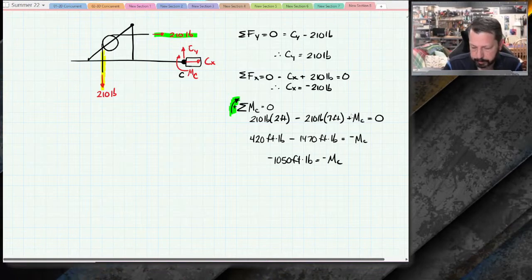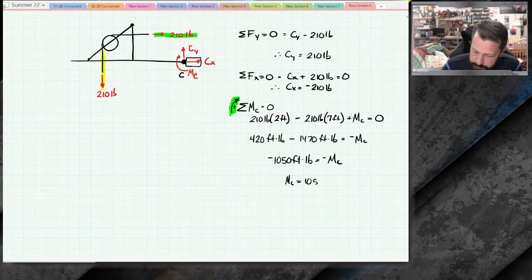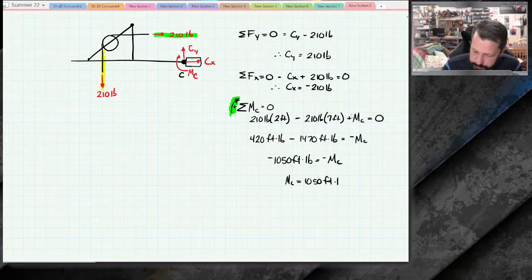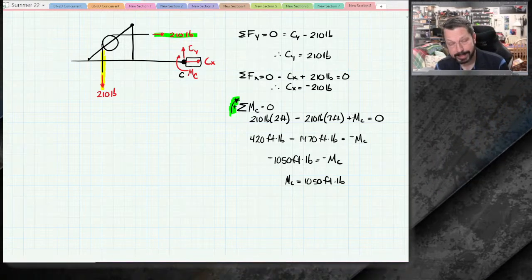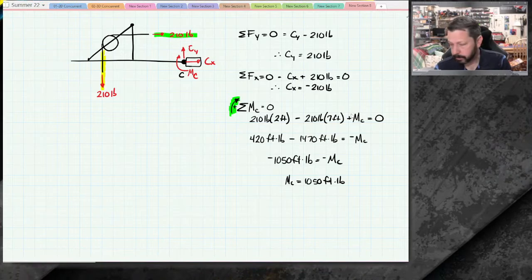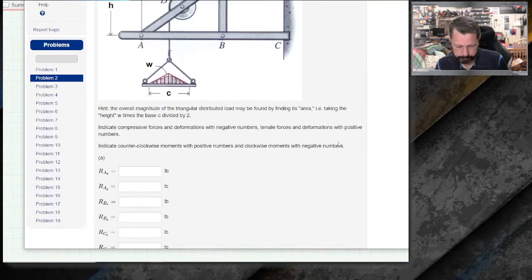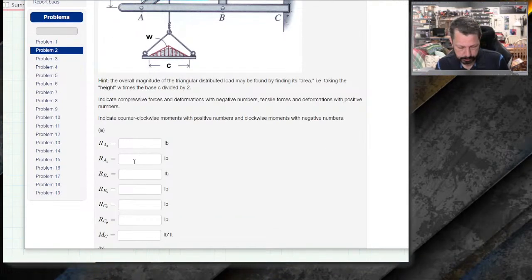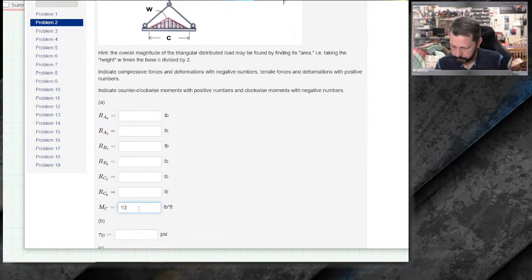Our negatives can cancel each other out. So the moment at C equals 1050 foot-pounds. The sign that we calculated is correct, so it is a clockwise moment at C. Let's see if they want us to plug that into here anywhere. Oh, they do. So no, that's AB. Here's C. All right, so 1050.